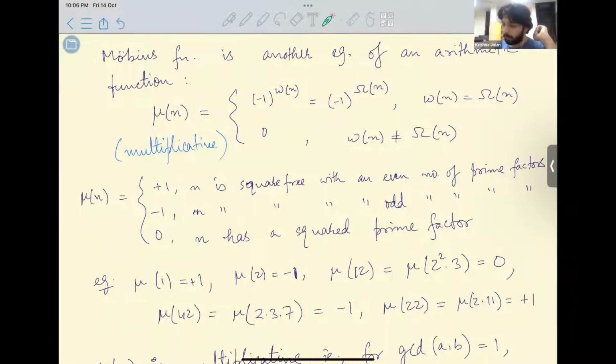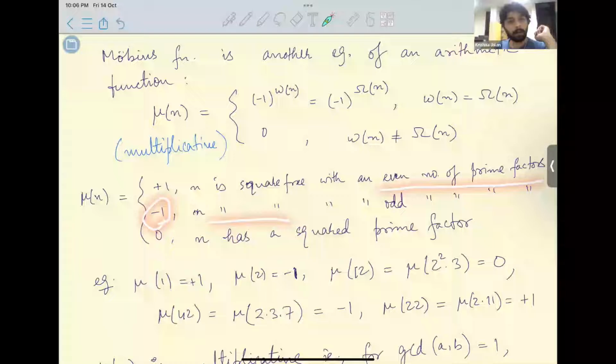So mu of n takes the value plus 1 if n is square free. I'll explain what square free means in some time. And if it has an even number of prime factors. Okay. It takes the value of minus 1 if n is a square free number and it has an odd number of prime factors. Okay.